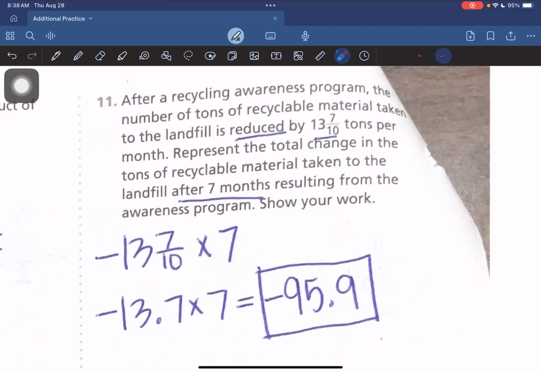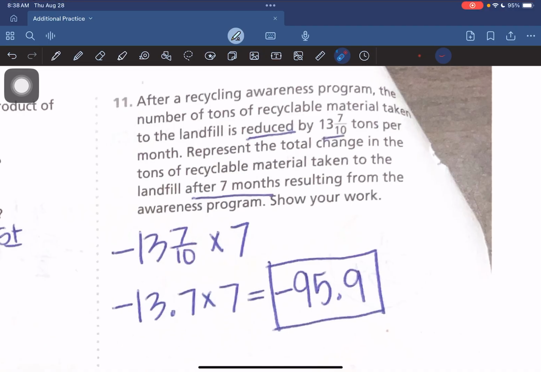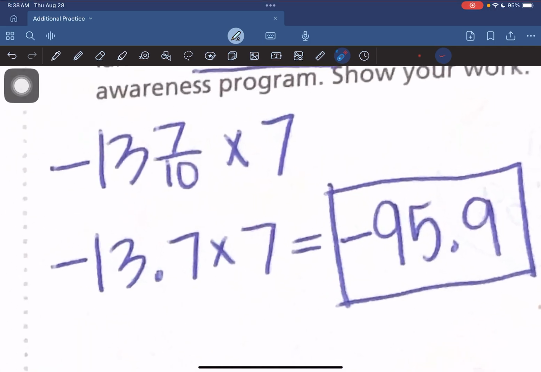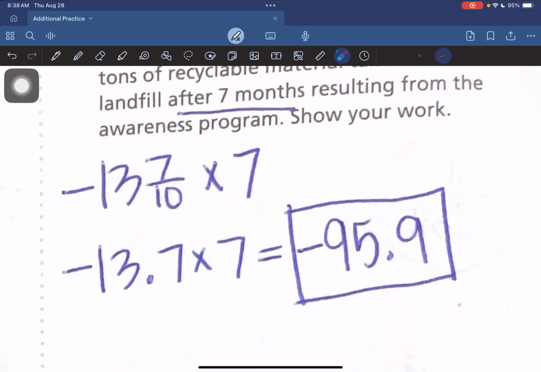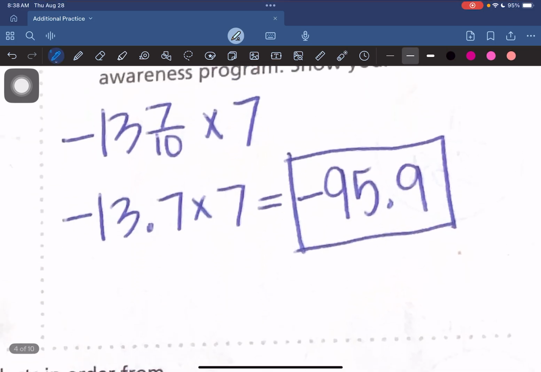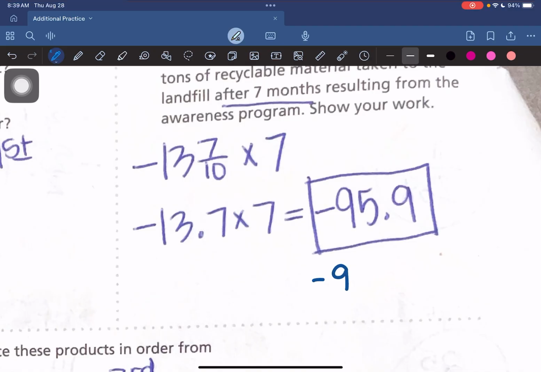Now you can see 7/10 is a problem that is very easy to convert into a decimal. Anytime you have a number over 10 as the denominator, you can just write negative 13.7 because this 7 means tenths. So negative 13 7/10 is the same as negative 13.7. We're going to multiply that by the 7 months that it happened, and we can see that it has been reduced by negative 95.9, or if you kept it as a fraction, you could say negative 95 9/10 tons per month.